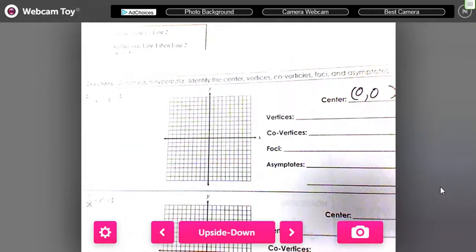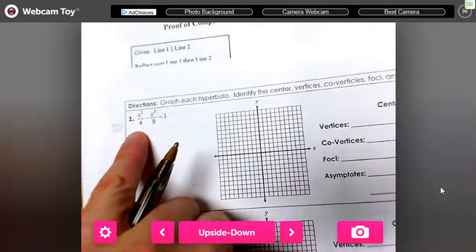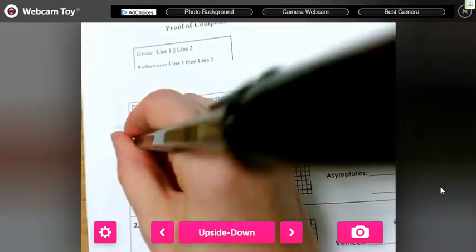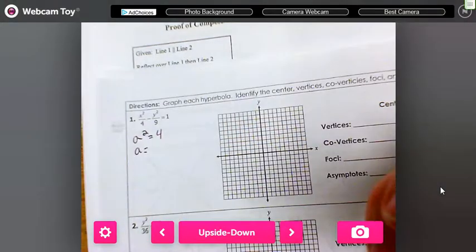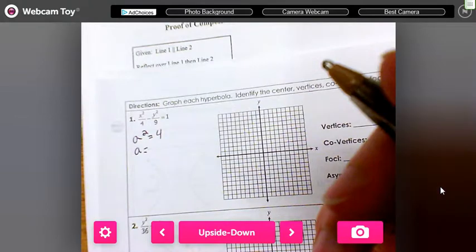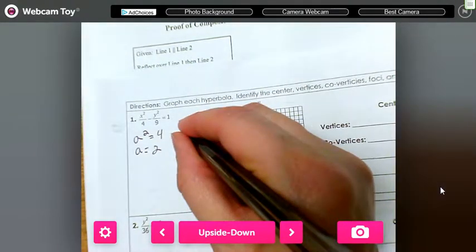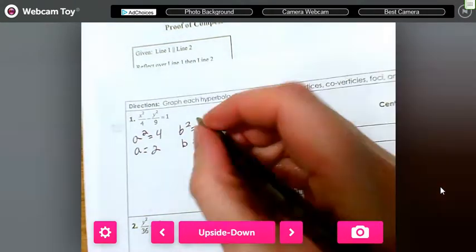Okay, now, unlike the ellipse, where whichever is the bigger one is a, in this one the one that comes first is always a. So a squared equals 4. So a is equal to, what's the square root of 4, guys? 2. And b squared equals 9. So b is equal to 3.